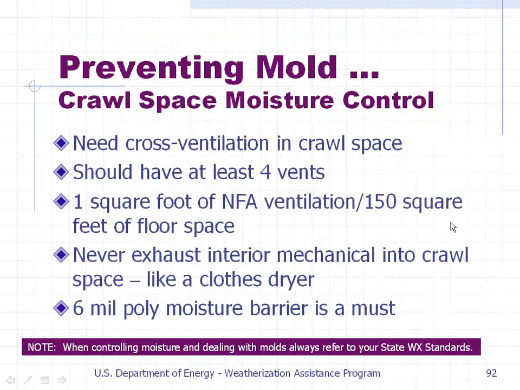Preventing mold in the crawl space, moisture control situation, you need crawl ventilation into the crawl space. Should have at least 4 vents, 1 square foot of net-free area ventilation per 150 square feet of floor space. Never exhaust interior mechanical into crawl space like a clothes dryer, and use a minimum thickness of 6 mil poly moisture barrier, which is a must.